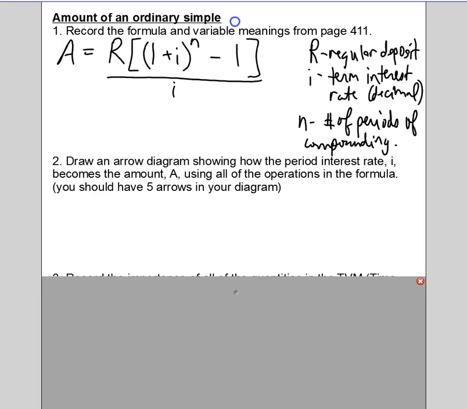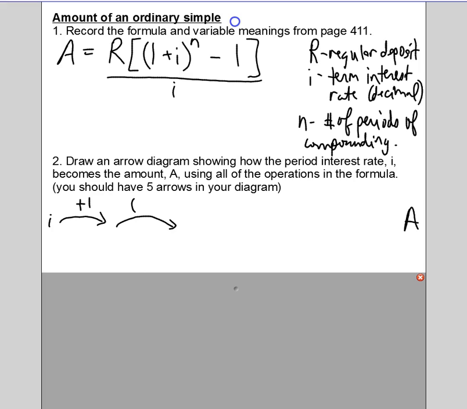Now, just so you have an idea of what's going on in this formula, we could start with an arrow diagram to show that if we began with our interest rate and we want to end up with the amount of the annuity at the end, the first thing we have to do to the interest rate is add 1. Then we're going to take that and raise it to the exponent n. The result of that is going to be reduced by 1. The result of that gets multiplied by R. The result of that gets divided by i. And that produces the amount starting from the interest rate.